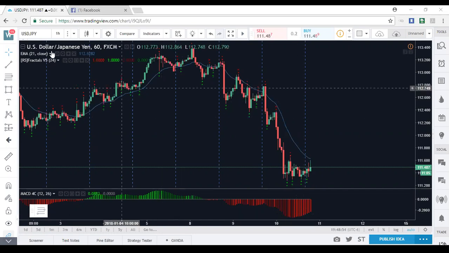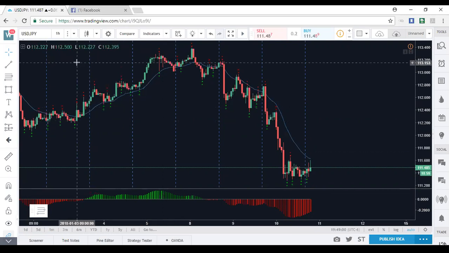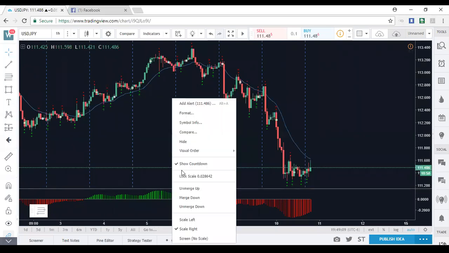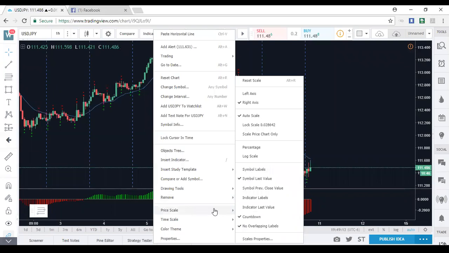Okay, so what we're looking at right here is the USJPY currency pair on the 1 hour chart. What I'm going to show you first is how to identify support and resistance.